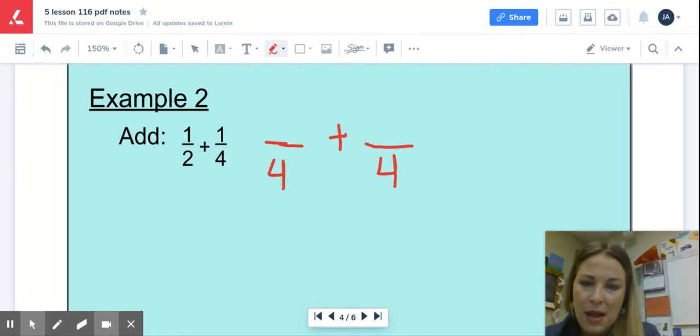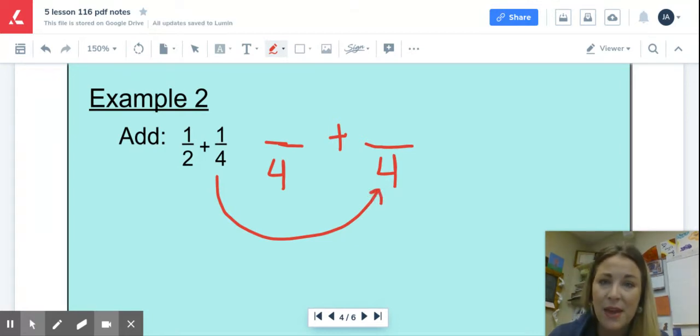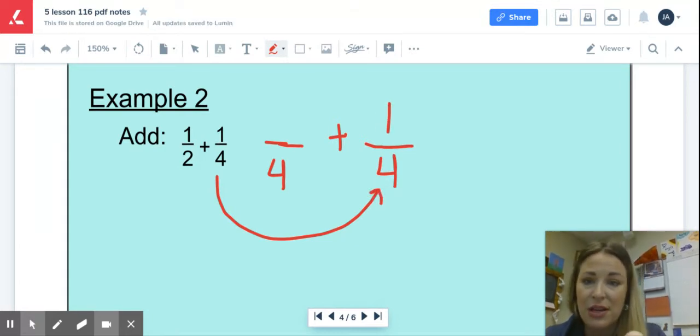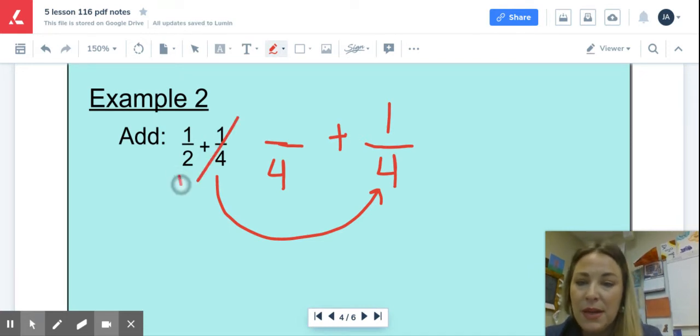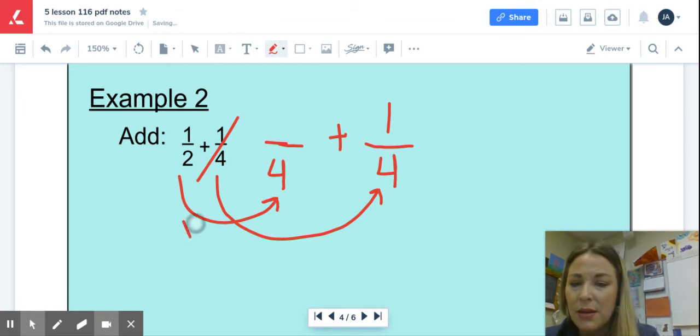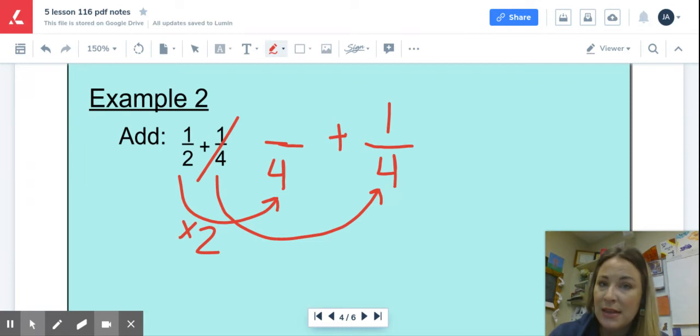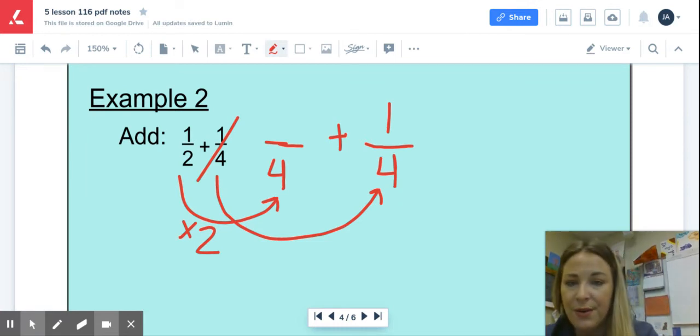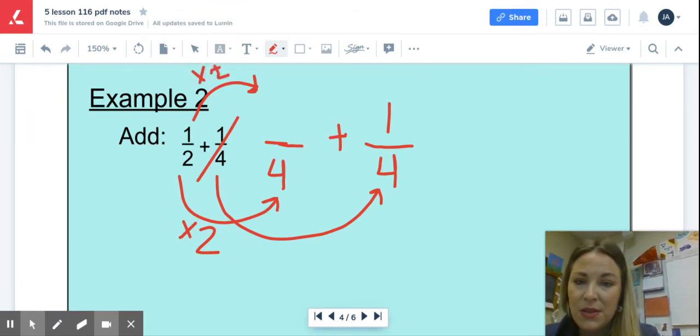Now, this fraction correlates with this right here. The denominator for that one is already 4. My fraction's not going to change, okay? But this one right here, if I change my new denominator to 4, I'm asking myself now, how do I get from 2 to 4? 2 times what? 2 times 2 is 4. So whatever I do to my denominator, I must do to my numerator. So again, times 2, 1 times 2 is 2.